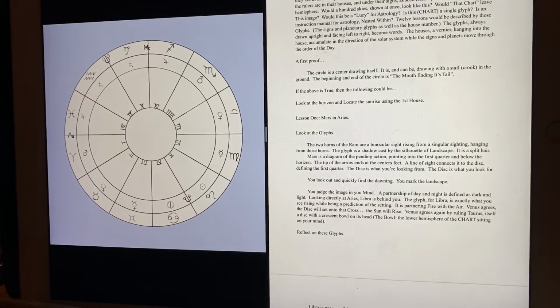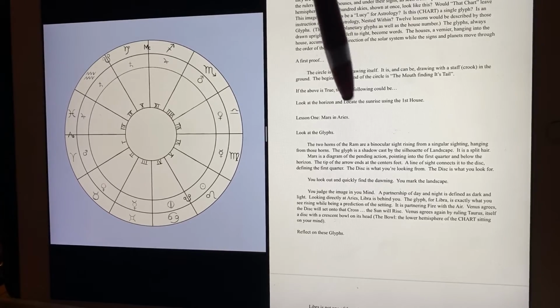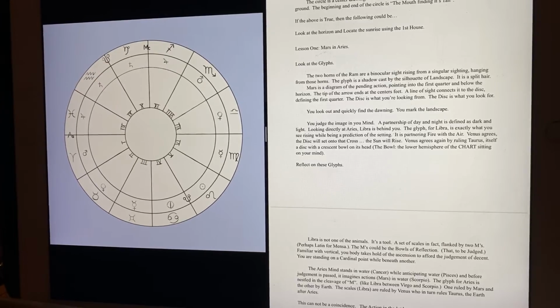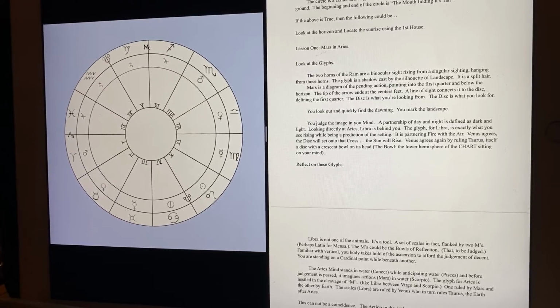Look at the horizon and locate the rising sun using the first house. Lesson 1. Mars in Aries. Look at the glyph. The two horns of the ram are a binocular sight rising from a singular sighting, hanging from those horns. The glyph is a shadow cast by the silhouette of the landscape. It is a split hair.